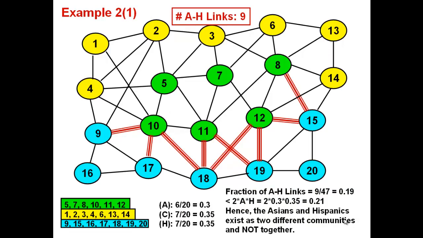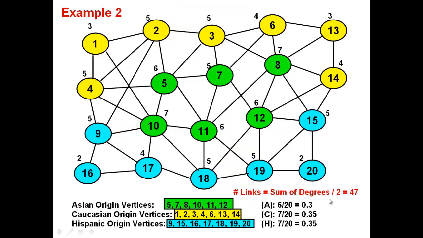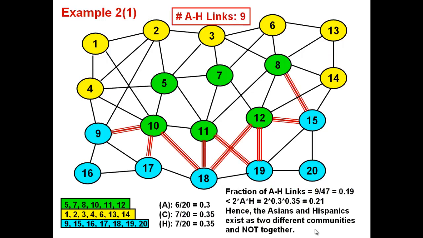Now let us find out whether any two sets of students, whether Asian-Caucasian, Asian-Hispanic, or Caucasian-Hispanic, exist together as one community or as two separate communities. So let us start with Asian-Hispanic students. Identify the links between the Asian and Hispanic students, which is the green and the blue color. So these are the links between the Asian and Hispanic students. We have 9 links in total.